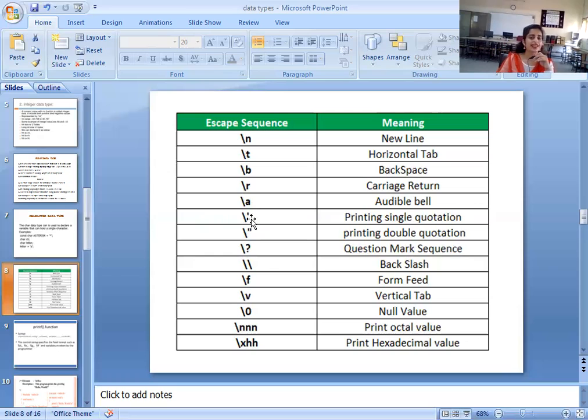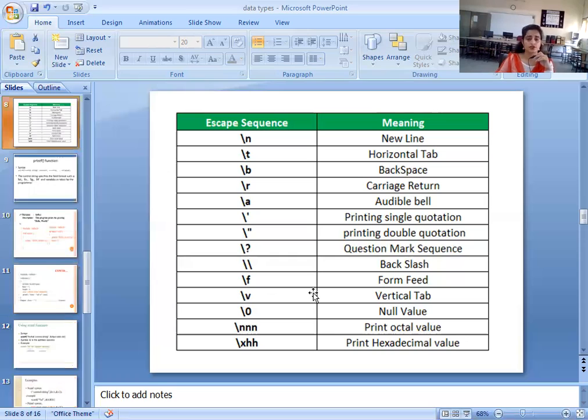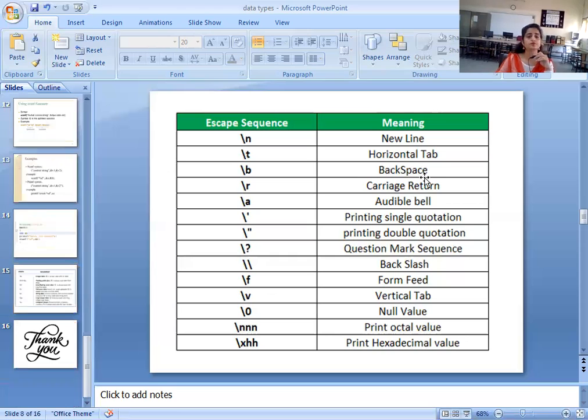तो अगर हम वो सिंगल इन्वर्टेड कॉमास को वहां पे शो करना चाहते हैं तो हमें क्या करना पड़ेगा, ये एस्केप सीक्वेंस यूज करना पड़ेगा, backslash single inverted comma और backslash double inverted comma और backslash question mark और backslash double backslash, then backslash f, backslash v and all these things that we could use as our escape sequences. तो ये चीजें हम लोग उसमें यूज कर सकते हैं.